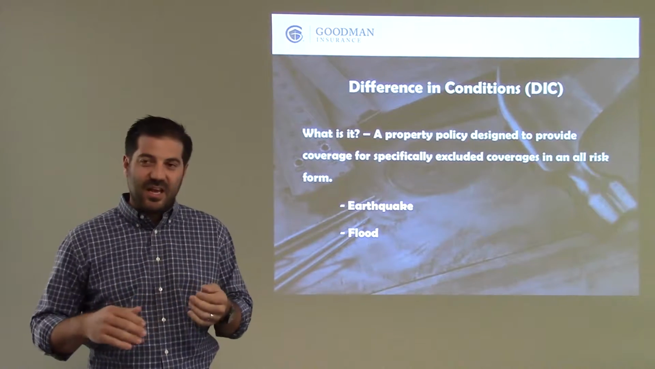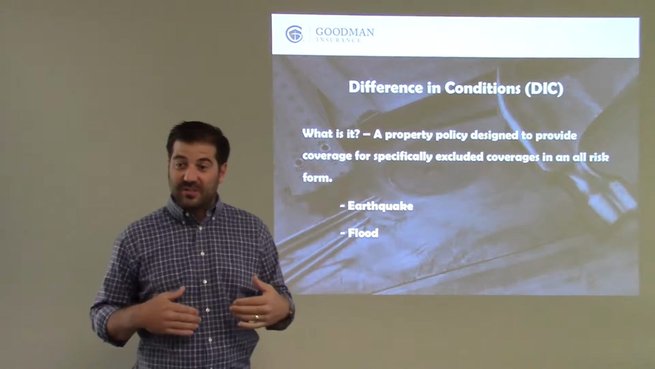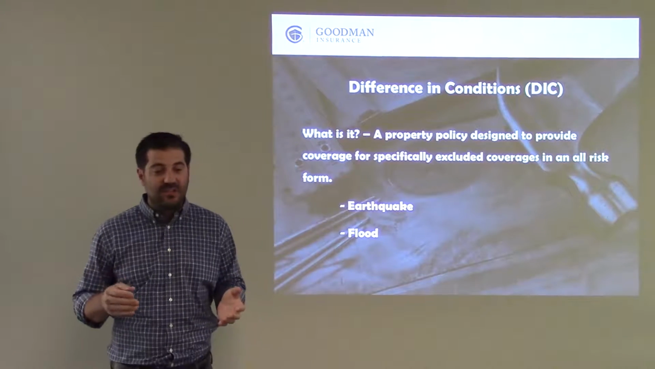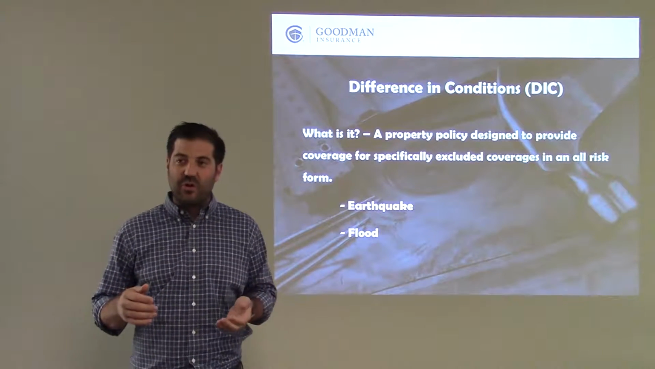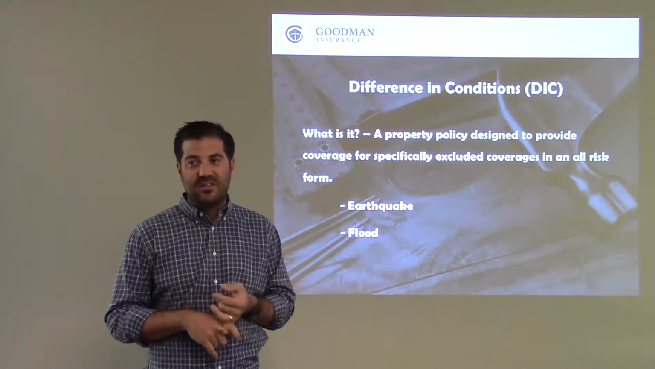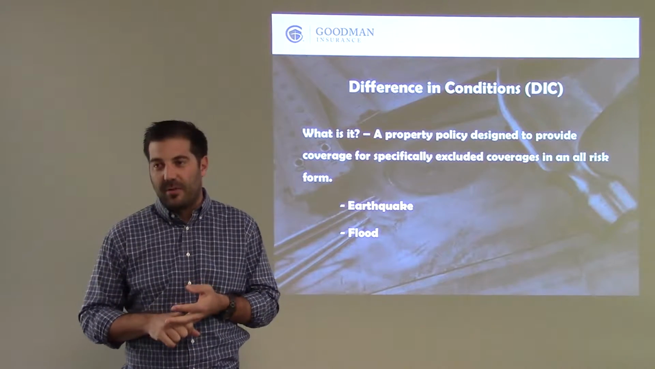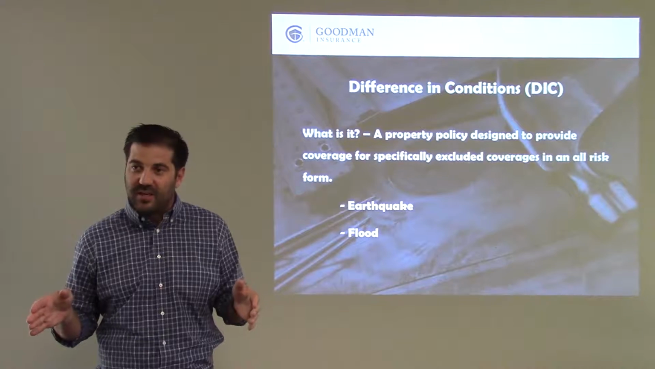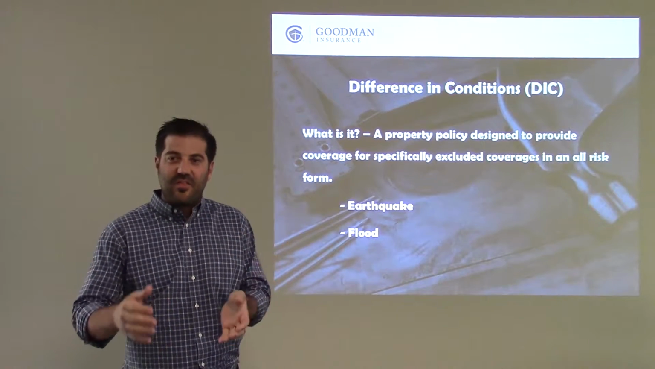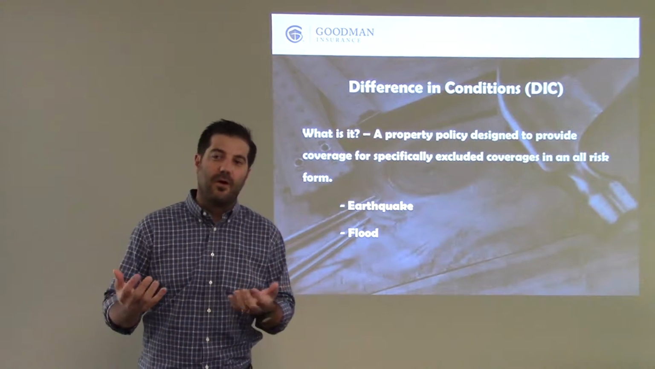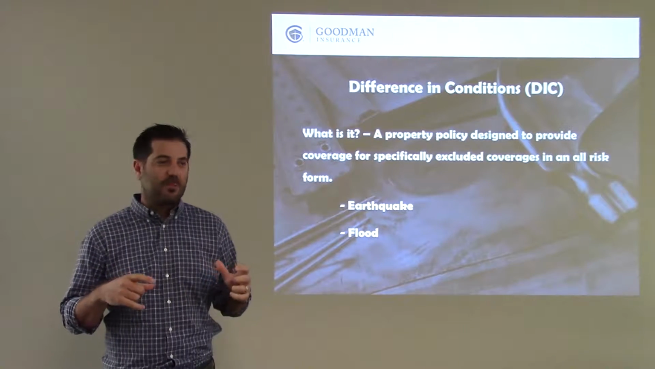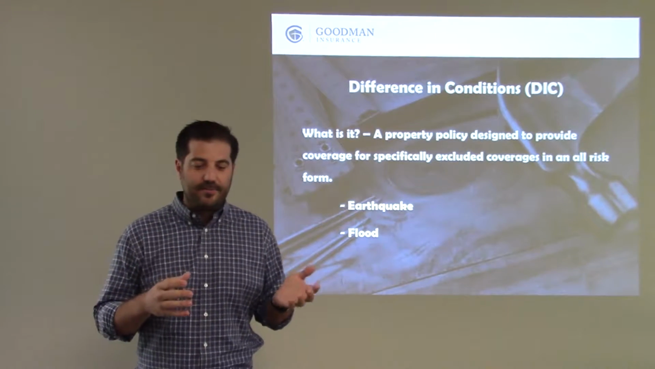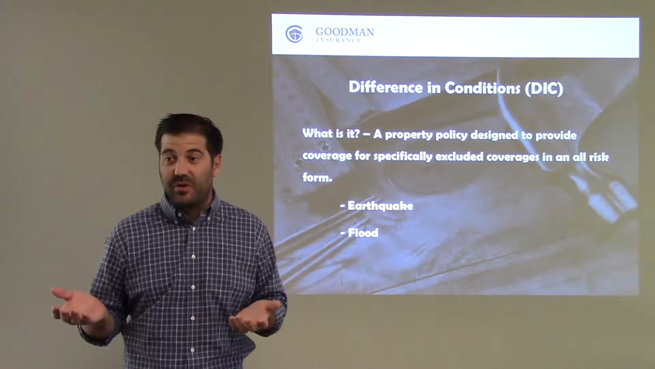These are going to be, like I said, earthquake and flood are excluded in our all risk policies. This is how you provide coverage. So we're going to get another policy that's going to be an earthquake policy, or it's going to be a flood policy. It's going to be under the umbrella of a difference in conditions policy. So if you ever see that term DIC, that's what it's referring to. It's a property policy that is going to try to provide coverage for things that would otherwise be excluded in the policies.